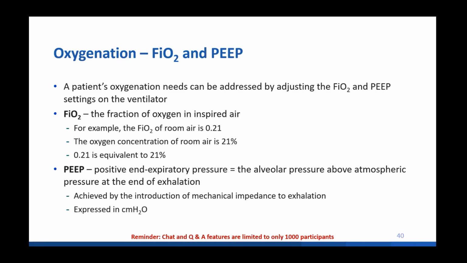For the purposes of VAE surveillance, respiratory status is monitored using 2 oxygenation parameters, FiO2 and PEEP. A patient's oxygenation needs can be addressed by adjusting the FiO2 and PEEP settings on the ventilator. FiO2 is the fraction of oxygen in inspired air. For example, the FiO2 of room air is 0.21, and thus the oxygen concentration of room air is 21%. Keep in mind that these values are equivalent.